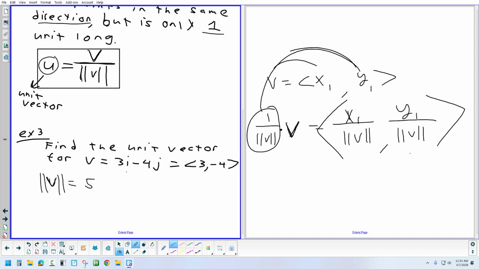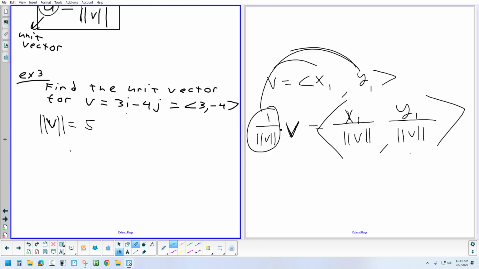So, do I have a unit vector right now? No, why not? Because the magnitude's 5. So it's supposed to be what? 1. So what do I need to scale the vector by to turn it into a unit vector? 1/5. So each component of my vector is going to get divided by 5. So what would be my new vector when I turn that into a unit vector?